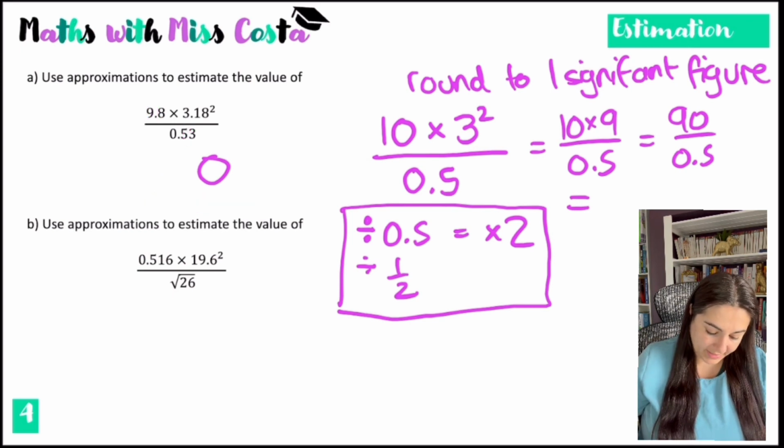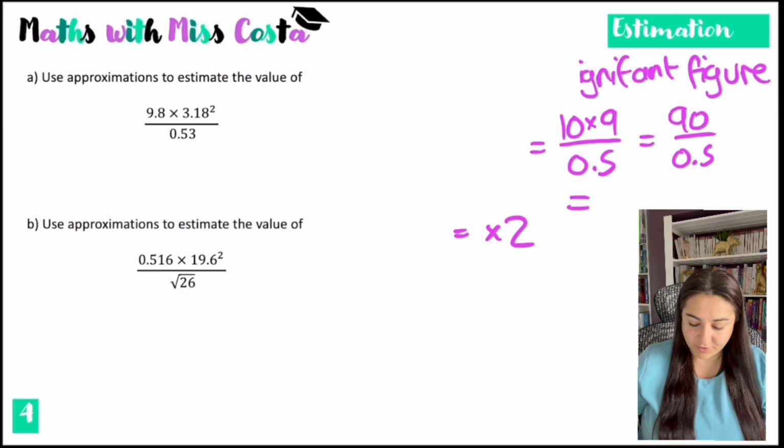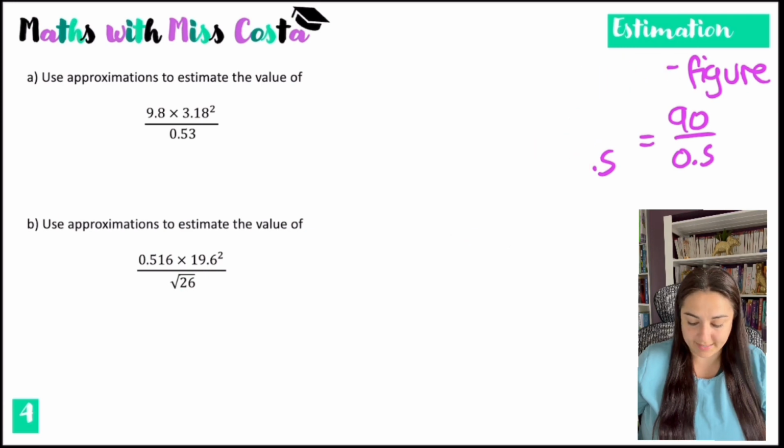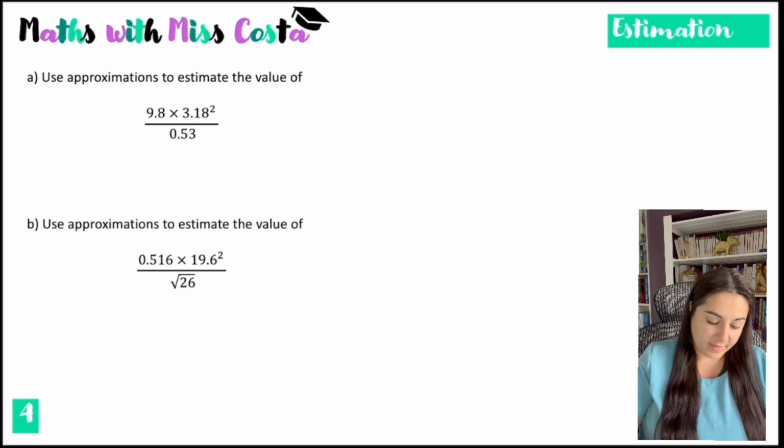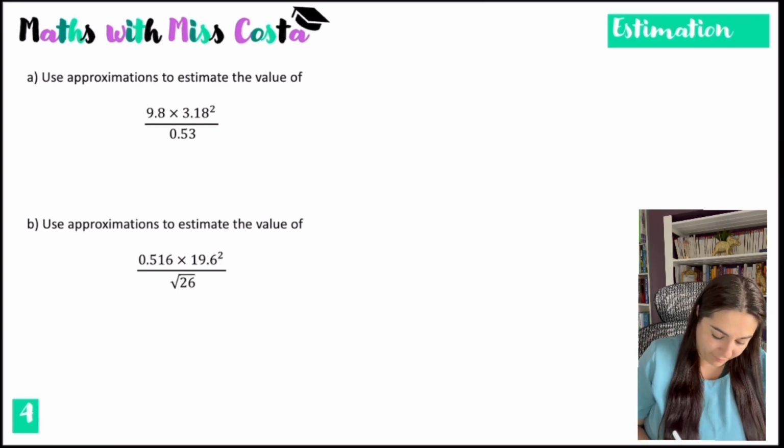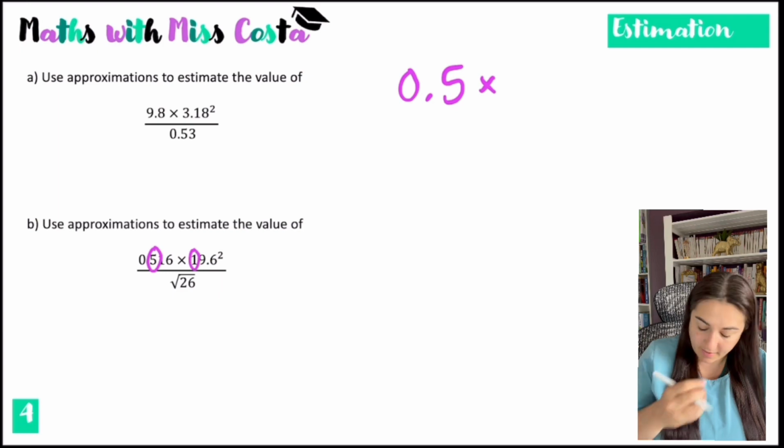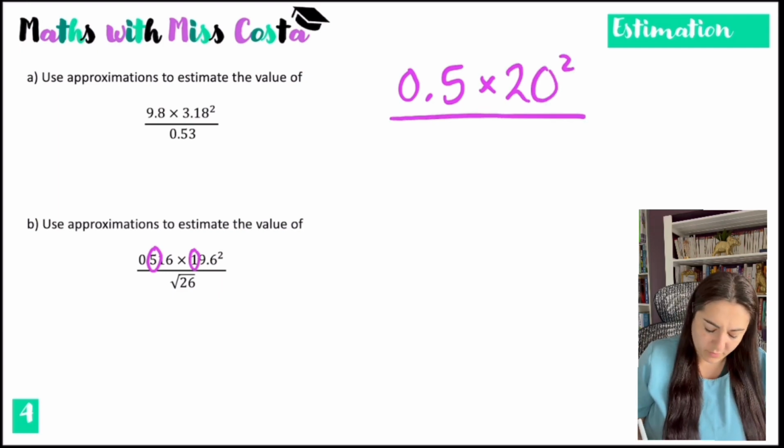Now let's do the same for the next question. So I'm using approximations, which means I need to round each part to one significant figure. The only exception is when you've got square roots, and we'll talk about that in a second. So 0.516, I would round that to 0.5. 19.6, I would round that to 20 squared. And then I've got the square root of 26.